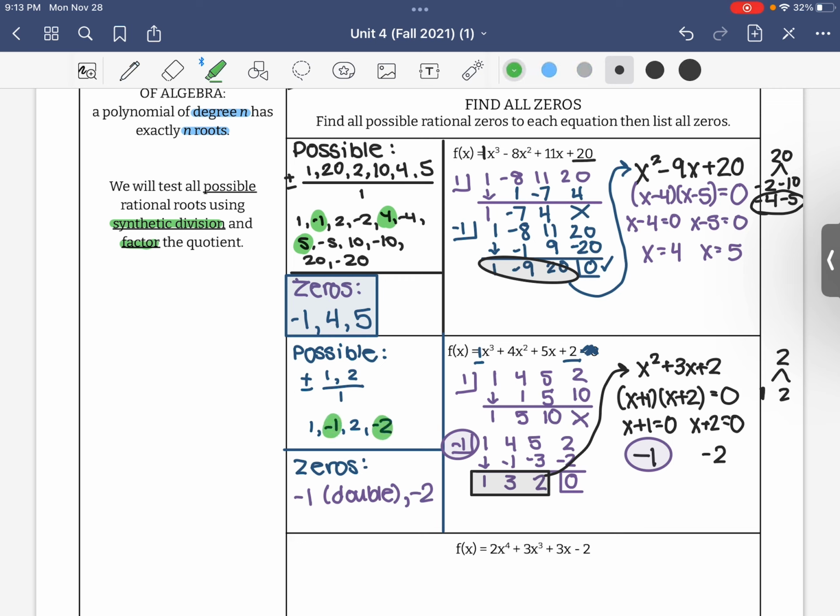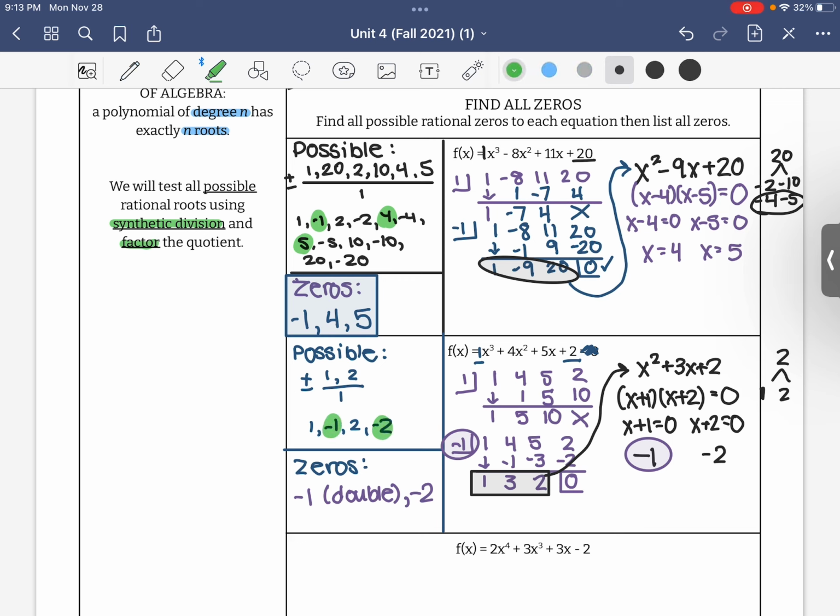Alright, this is going to be our last one. I'm going to go ahead and draw my box, write possible at the top. This is essentially just giving me a list of ones to check. Factors of the constant, which is 2, so 1 and 2, over factors of the first number, the leading coefficient, which is 2, so also 1 and 2. Now, what that means is I'm going to have 4 possibilities here. 1 divided by 1, 2 divided by 1, which is 1 and 2. So 1, negative 1, 2, negative 2.